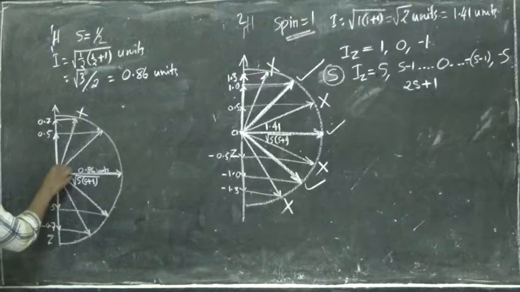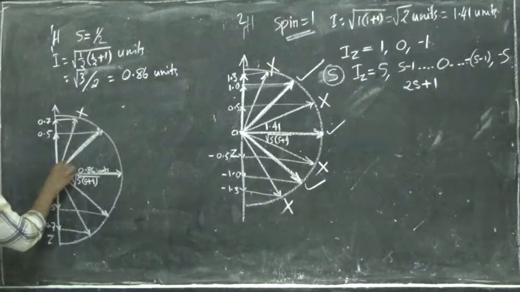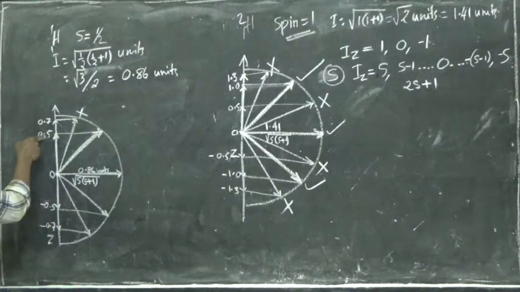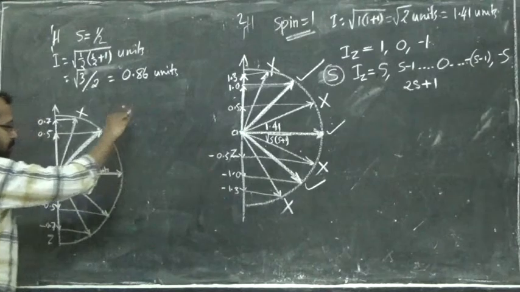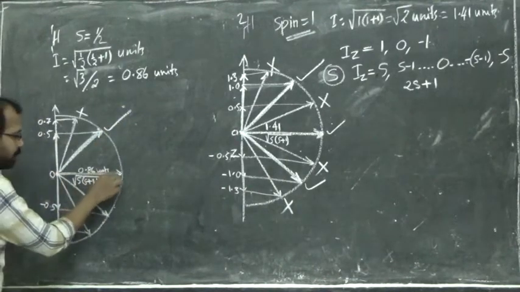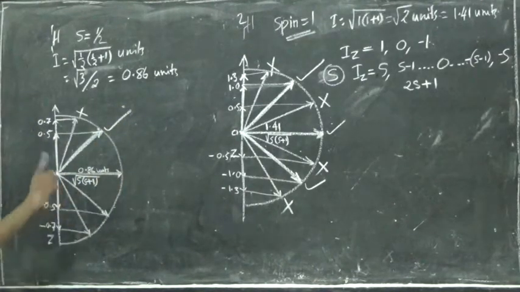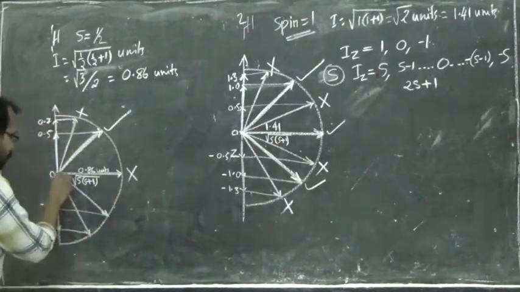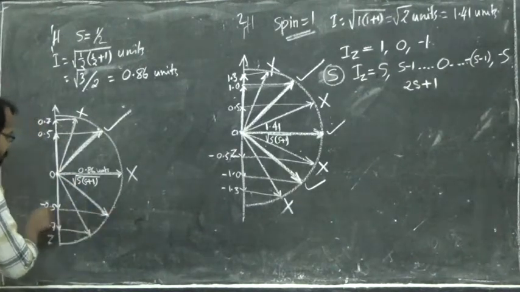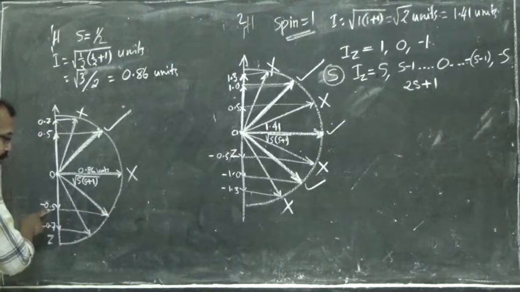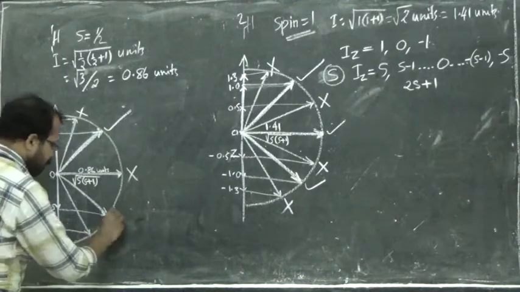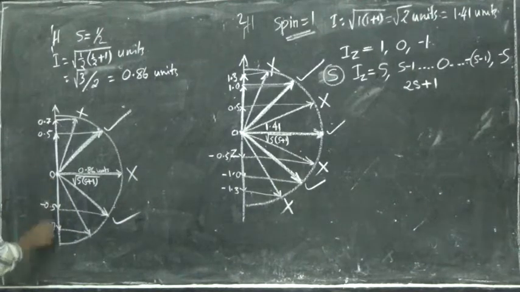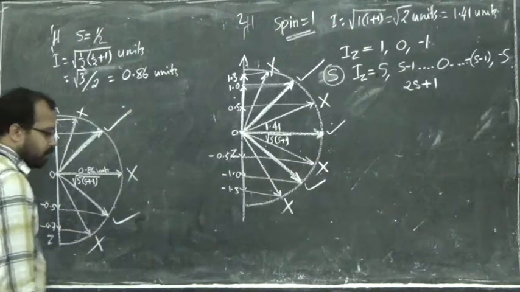The second orientation, from here to here, has a component of magnitude 0.5, so that is allowed. The next one has component 0, which is not a half integral unit, therefore it is not allowed. The next one has component minus 0.5, so its magnitude is 0.5, and that is allowed. And the next component is minus 0.7, which is not a half integral unit, so it is not allowed.